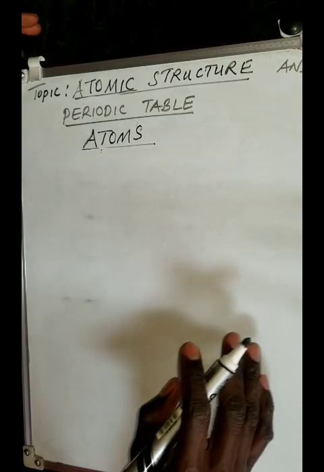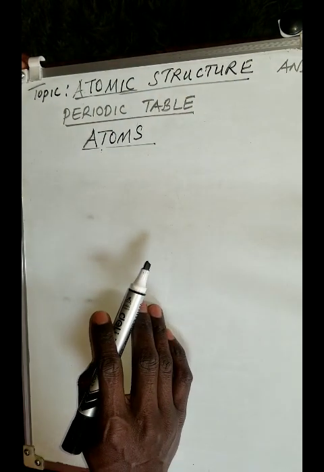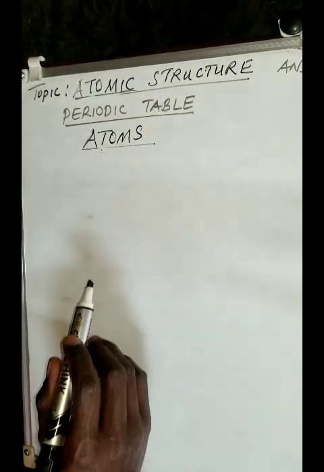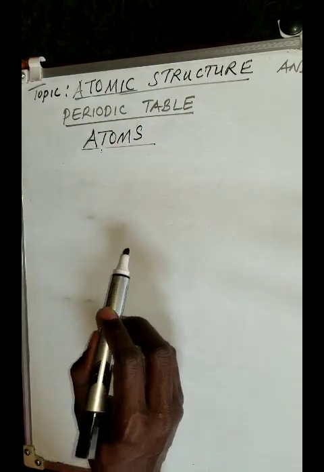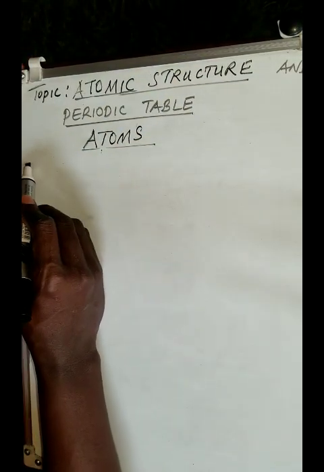So in our discussion today, we are looking at the atomic structure and the periodic table. So we are going to start by looking at the atomic structure. So what exactly is an atom?